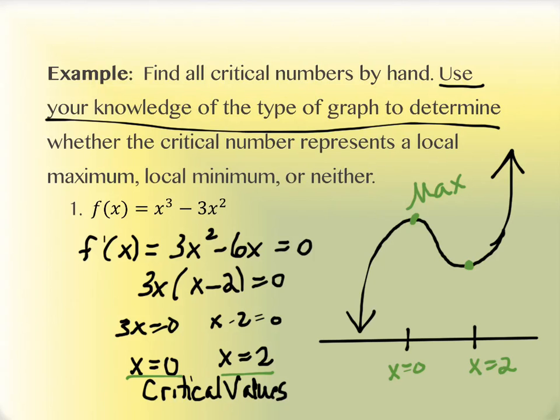And x equals 2 is a local minimum. So the x value itself does not tell you whether or not you have a max or a minimum. Obviously 0 is smaller than 2, but 0 here is the maximum and 2 is the minimum, because we're not talking about the x value, we're talking about the y value being a higher or lower value.